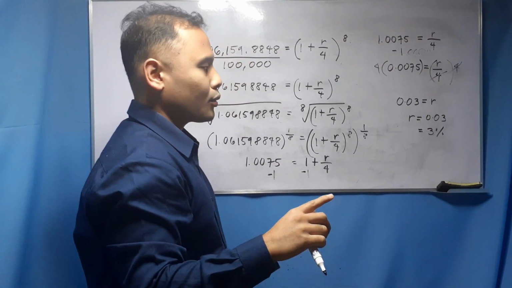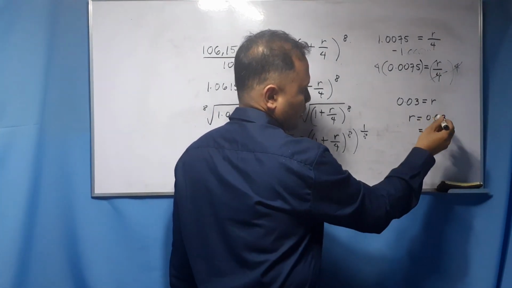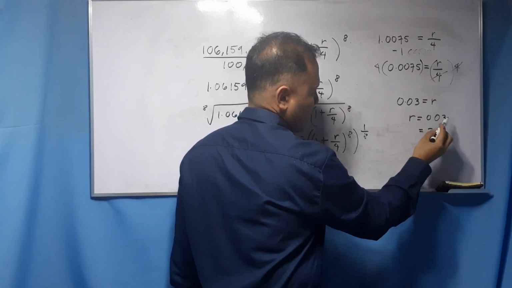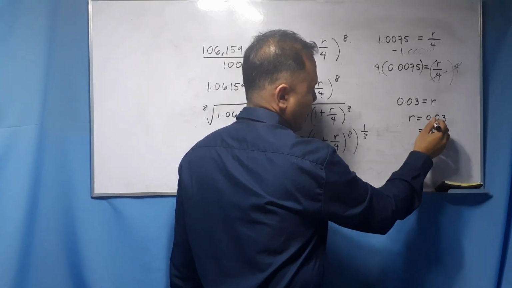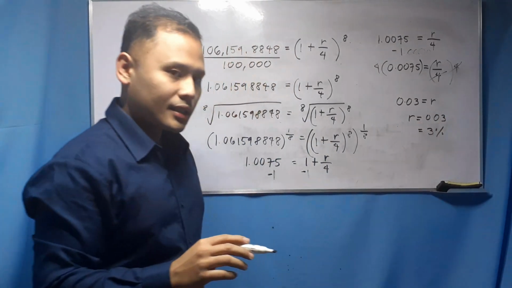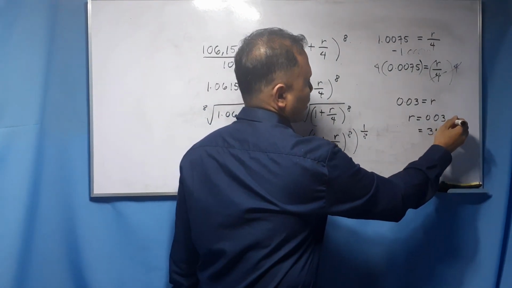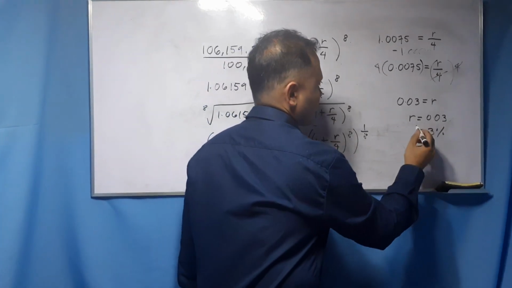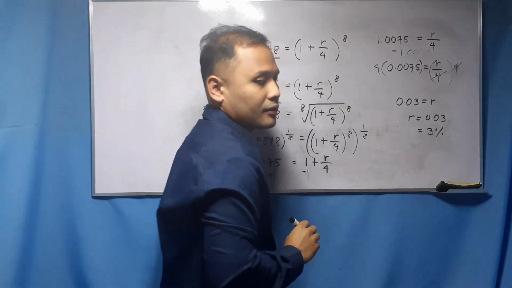And if you want to convert this to a percent form, you can move the decimal point 2 places to the right. As you have done moving the decimal point 2 places, then you can write the percent symbol. So we have this answer. This is the value of our R, 3%.